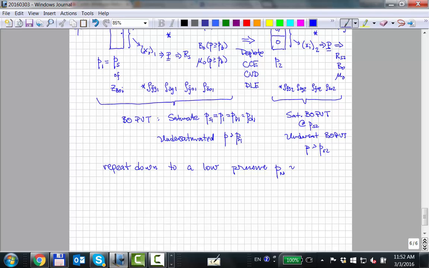One atmosphere, whatever you want to go to. It needs to be the lowest pressure you expect your system to be in at that temperature. So we can just say close to one atmosphere, okay? Or it might be five atmospheres, or it might be whatever.